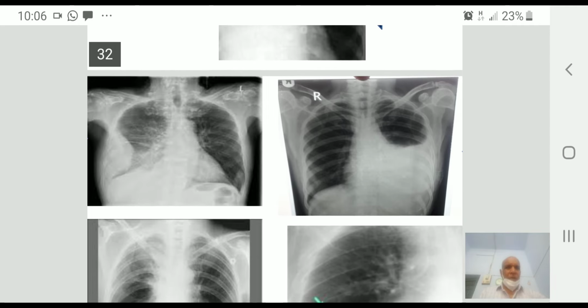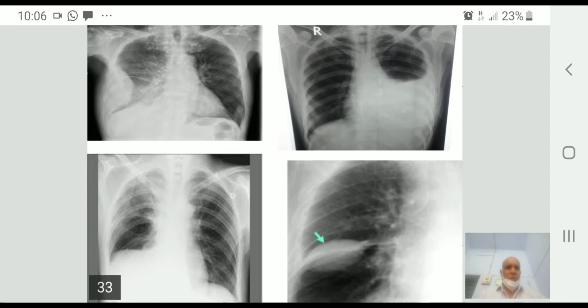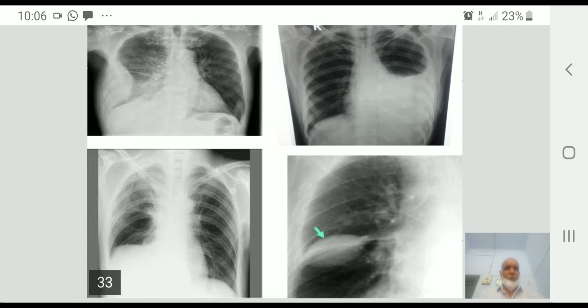Now the various types of effusion. We can't see the left dome of diaphragm, CP angle and left cardiac border, with a radio dense opacity, which is a typical pleural effusion.